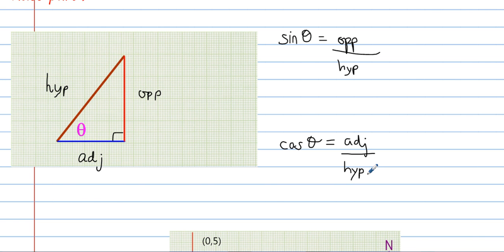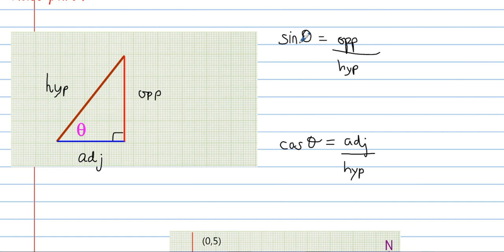There is another ratio, one that we're not going to use specifically for looking at components, and it is the tan ratio. The tan of the angle theta is equal to the length of the opposite divided by the length of the adjacent. And you may remember the saying SOHCAHTOA as a way of remembering these relationships.